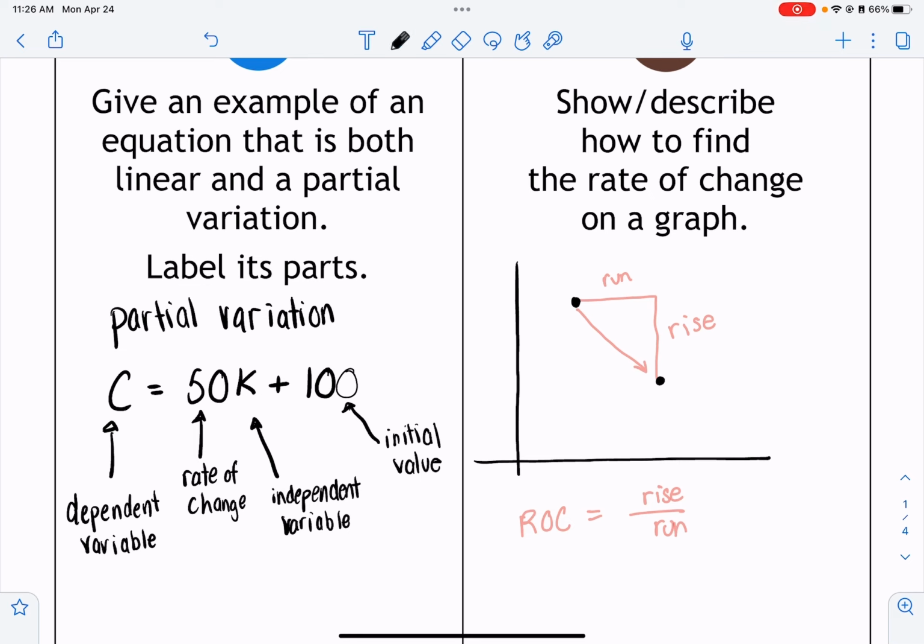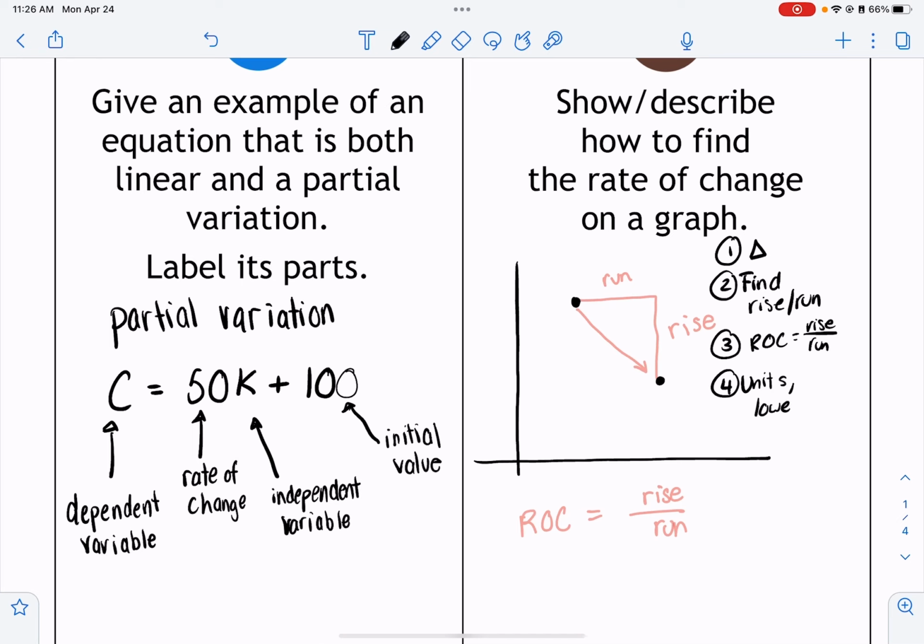All right, so maybe I'll draw these steps. The first step is we do a triangle. Second is you find the rise and run. And then the third step is the rate of change is rise over run. Making sure that your rate of change has units and it's in lowest terms or you've evaluated it. All right, so once you have your rise and run, if you can reduce the fraction, reduce it, or just evaluate it and round it.